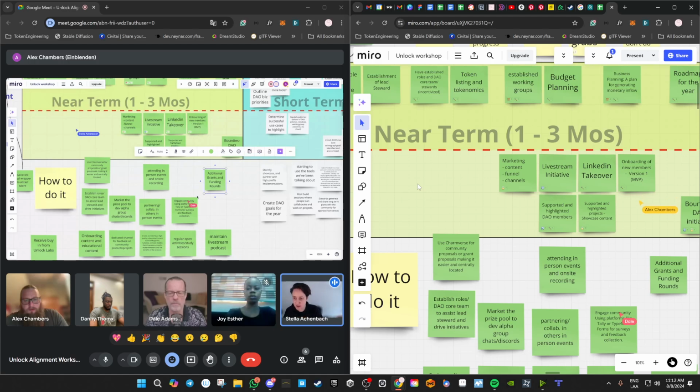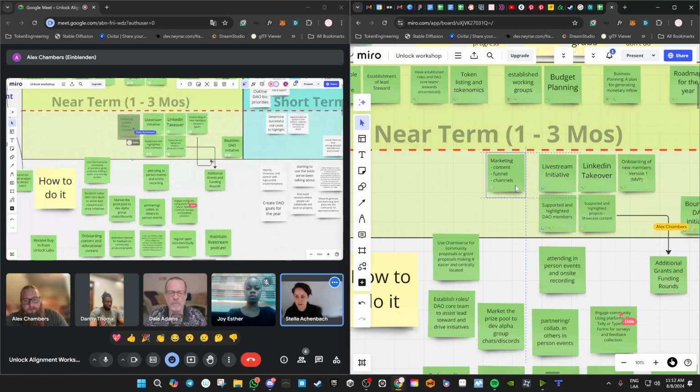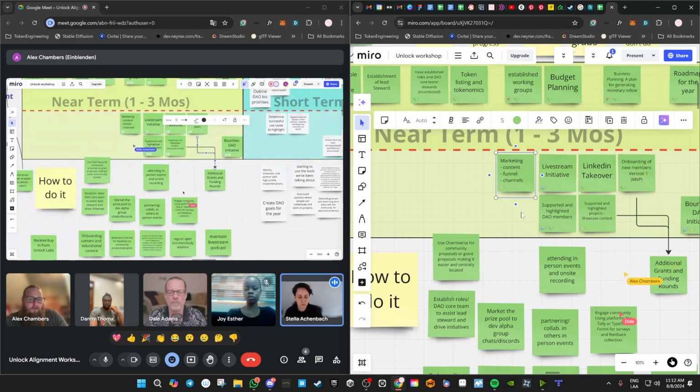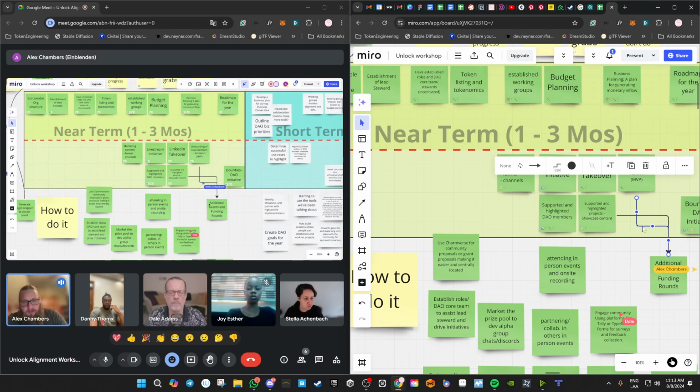So, for example, we have marketing content funnel channels, right? So to expand on that, essentially, it's this here. We just went with it. Yeah, I mean, that makes sense. So I guess what I'm saying is I could see that additional grants and funding rounds could be associated with at least these two: onboarding new members and supporting, highlighting projects or showcasing content, potentially.